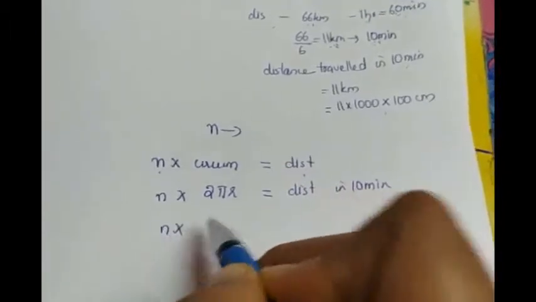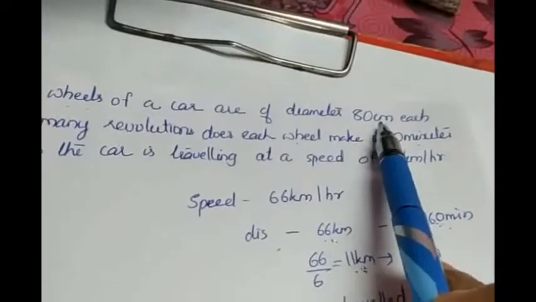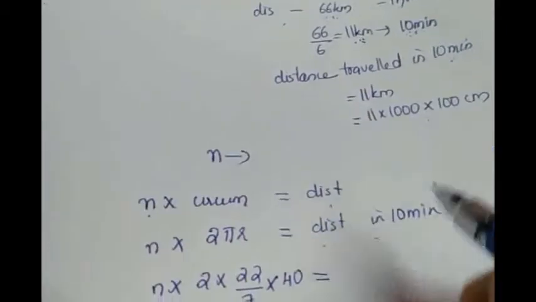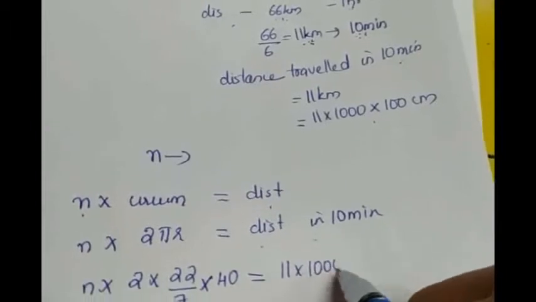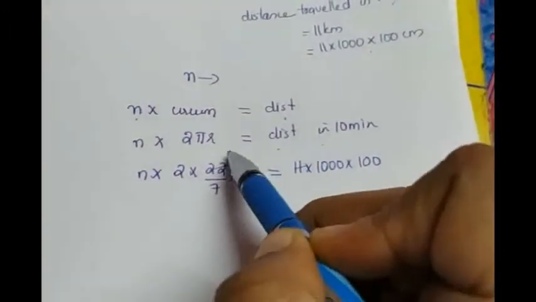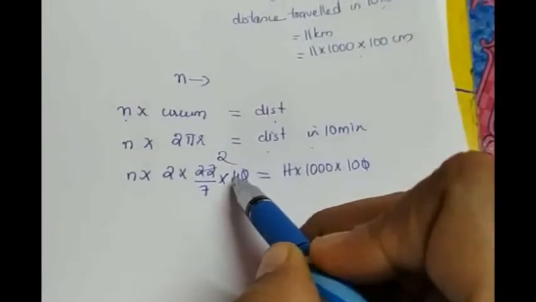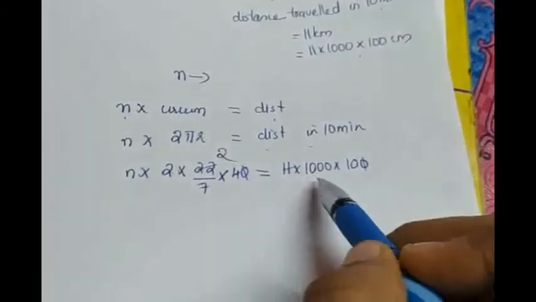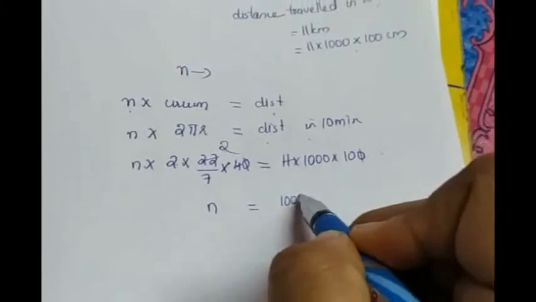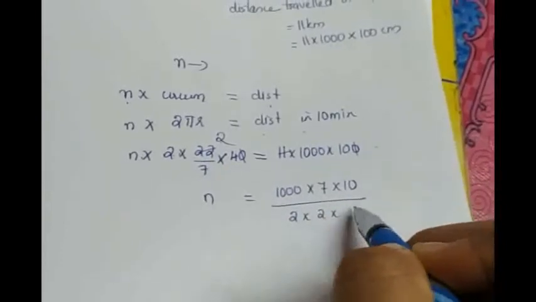Okay, so n into 2 into pi, which is 22 by 7, into what is the radius? Diameter is given as 80 centimeter, so the radius will be 40 centimeter. This is equal to the distance in 10 minutes, which we already calculated as 11 into 1000 into 100. Just simplify. 22 and 11 get cancelled, giving you 2. The zeros get cancelled. 4 into 2 into 2. We have to divide on the right side and multiply by 7 here. So n is equal to 1000 into 7 into 10 divided by 2 into 2 into 4, isn't it?